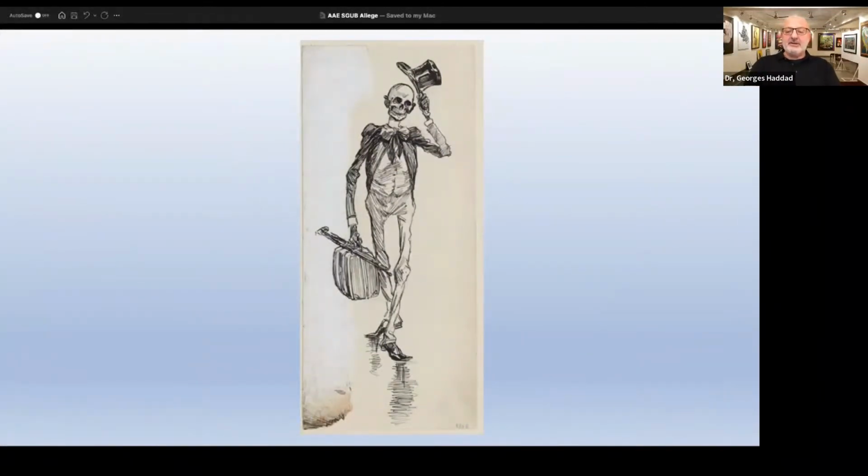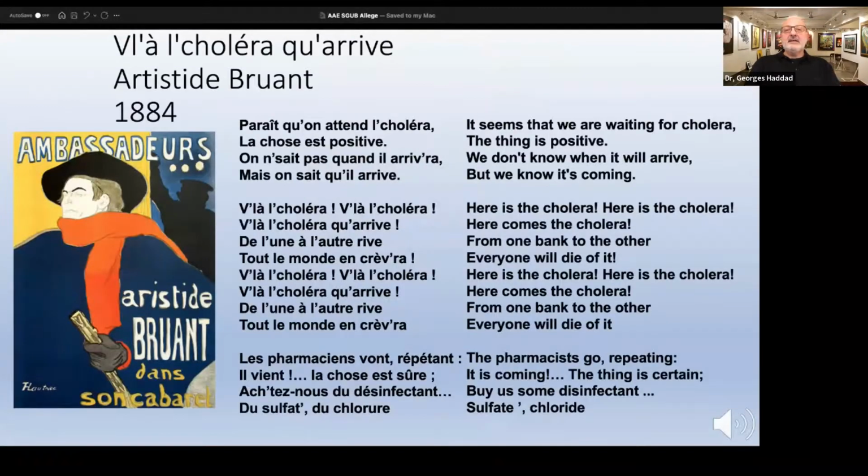This is an English depiction, but the music is from a song that was written in 1889 by Aristide Briand to speak about the cholera. And I just want you to make sure at the end to read: the pharmacists go repeating, it is coming, the thing is certain, buy us some disinfectant, sulfate, chloride. So let's see the French rendition of it.